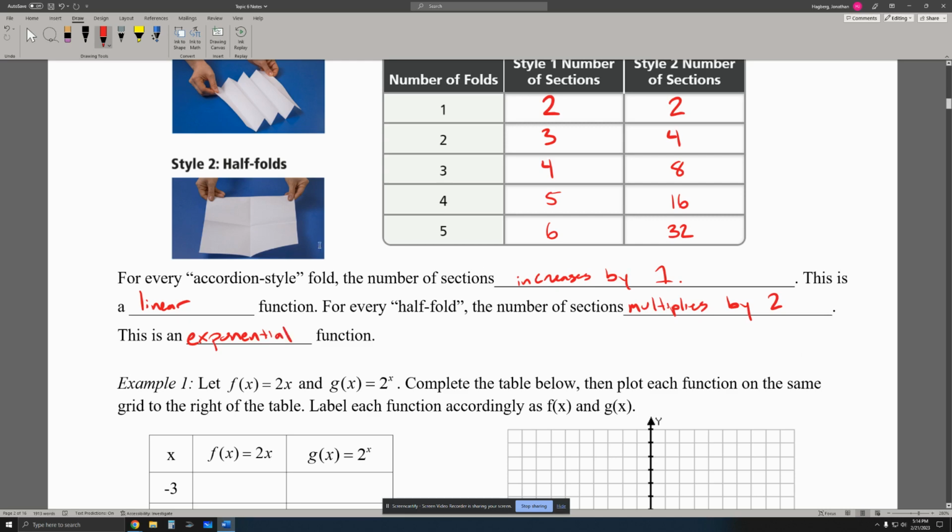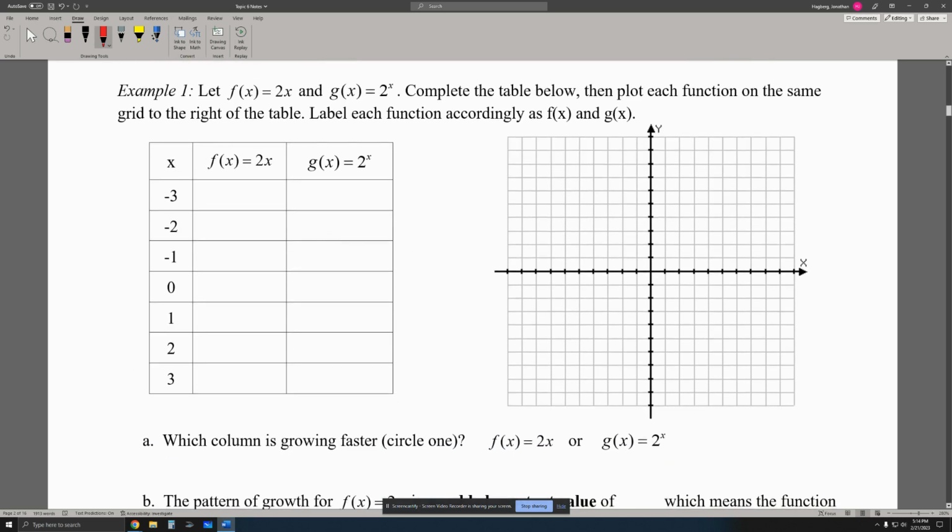Okay. So example 1, given the two functions f of x equals 2x and g of x equals 2 to the power of x, complete the table below. And then we're going to plot both of these on the same grid to the right. So I'm going to label f of x, graph that in red, and then g of x, I'm going to graph in blue.